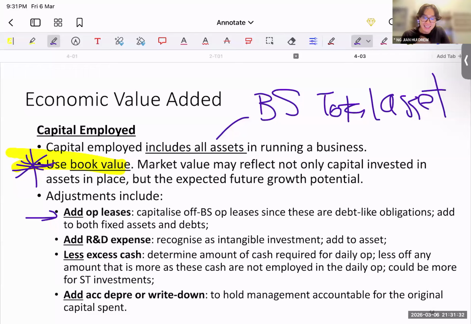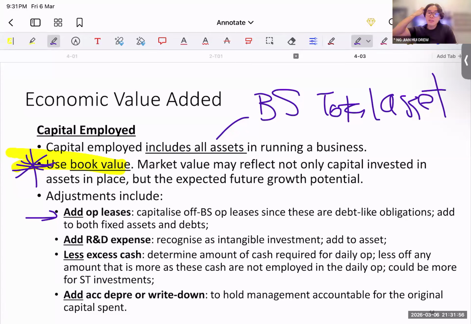So you add that in both the asset and the debt component, right? So the asset is like the total value of the 10 years of 1 million, and then the debt also is 10 years of 1 million, right? Because you have to keep paying 1 million for 10 years. R&D expense, the same thing, must be recognized as an intangible investment you add back to the asset, right?